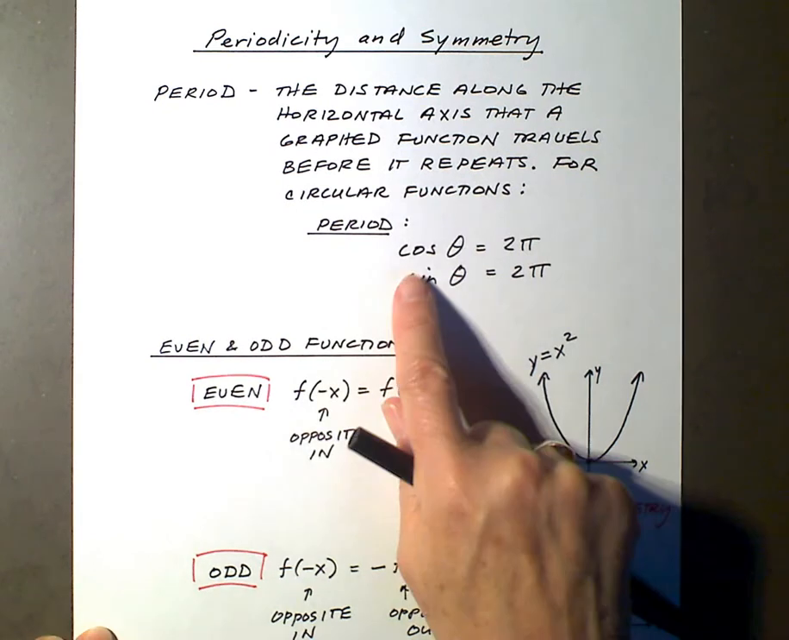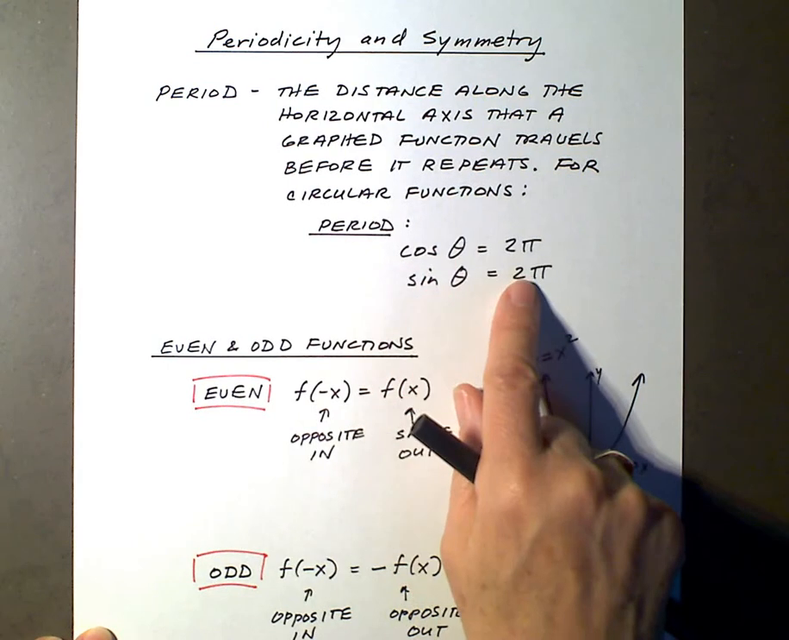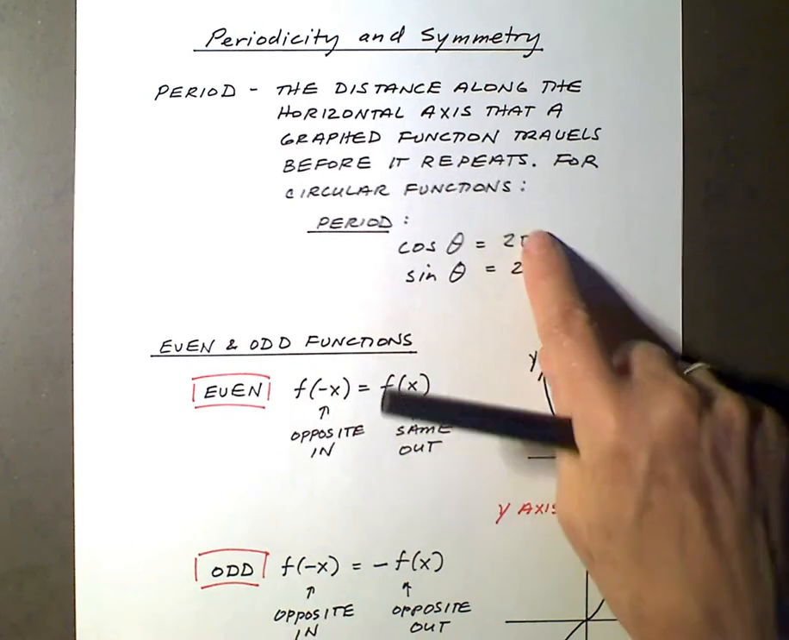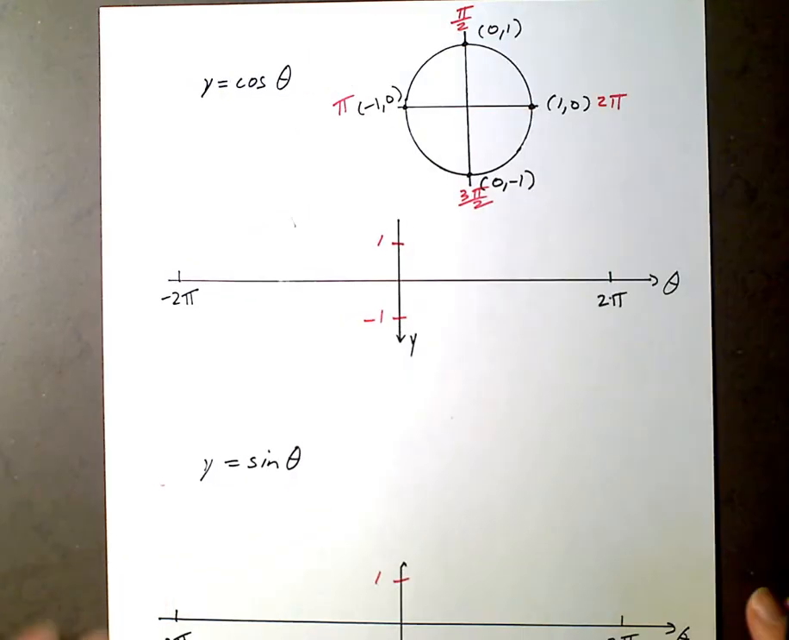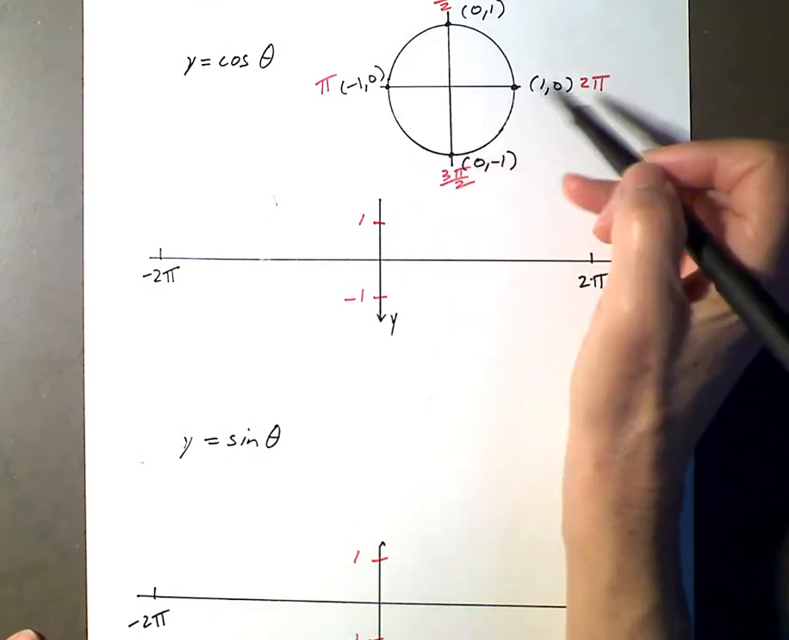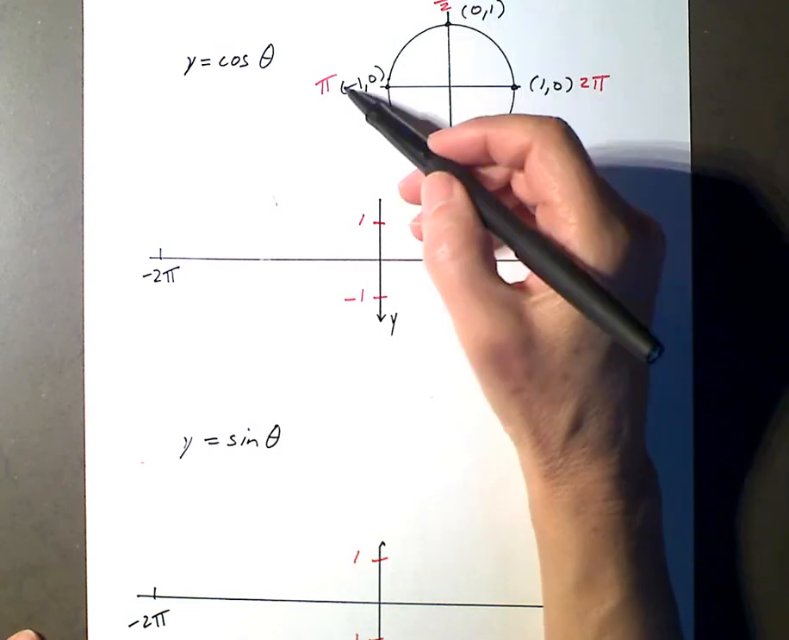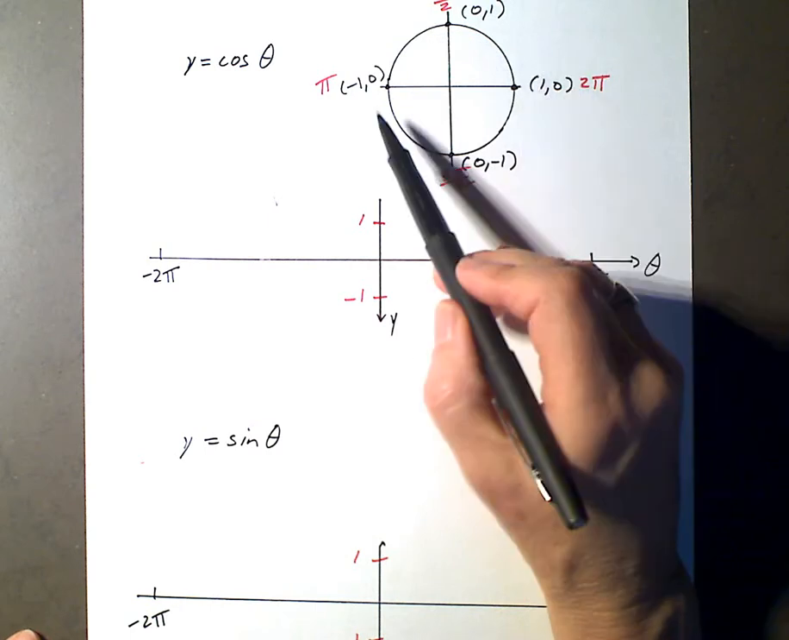So for circular functions, cosine and sine, the period is 2 pi. It's the circumference of the unit circle. So let's take a look at the cosine function and the sine function, and we're going to graph these just using the quadrantal coordinates here for 0 or pi radians, pi over 2, pi, and 3 pi over 2, with the x-coordinates of those being cosine and the y being the sine.